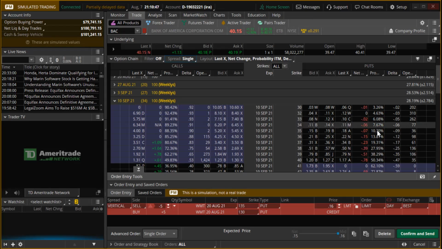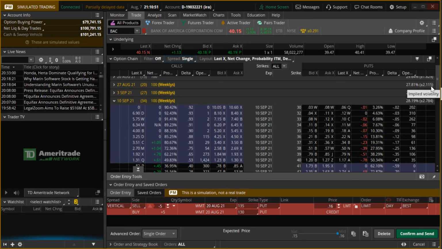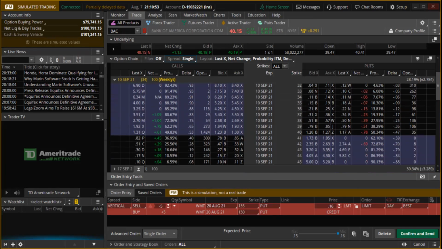So that's two ways to look at it and kind of get a feel for whether you want to make this trade or not. Depending on whether you want to do a credit spread or you're wanting to buy an option or whichever strategy you may be looking at, it's going to make a big difference on whether you want to place that trade or not based on the probability that it would end up in the money.